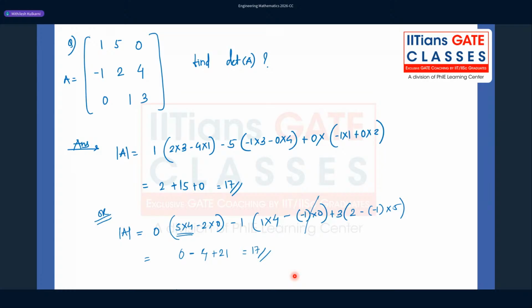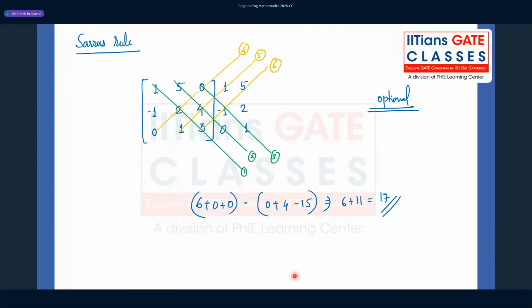If no doubt, then I will proceed to the next slide. Here we have an optional topic, which is another method of calculation of the determinant for a 3 cross 3 matrix. The name of this method is Sarrus' rule. This is an optional topic. I would recommend you to use the normal method which we have studied in the previous slide, but this is just for your information. Whenever we have a 3 cross 3 matrix, only then can you apply this method.